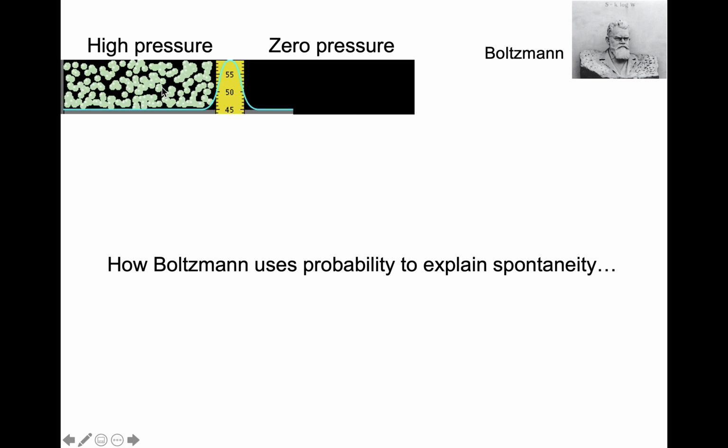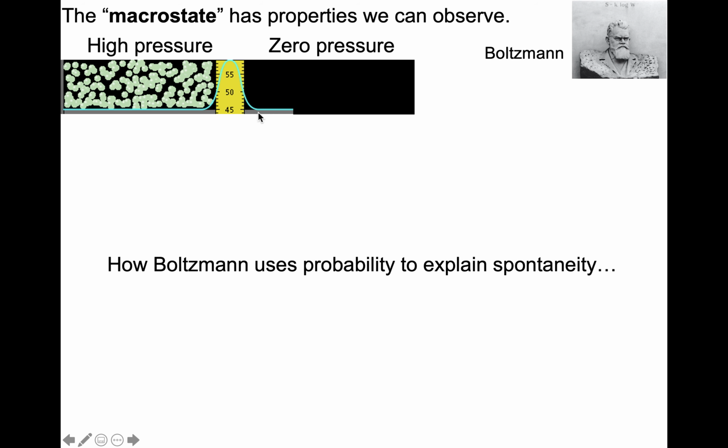So look at this case right here. On the left-hand side, I would say we have a high pressure, and the right-hand side, no pressure. This would be like what I just set up within the sim. The macrostate, that describes the different properties that we can observe, that we can measure macroscopically. I could measure a pressure on the left-hand side and the fact that there's no pressure on the right-hand side.